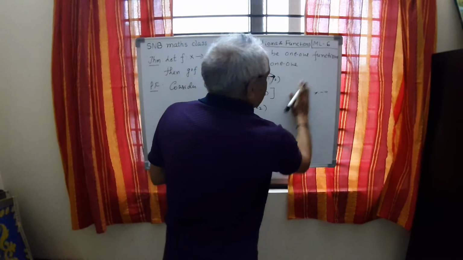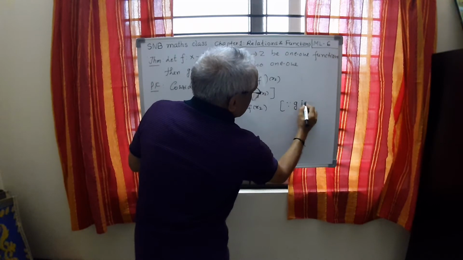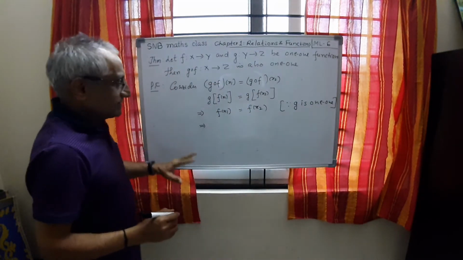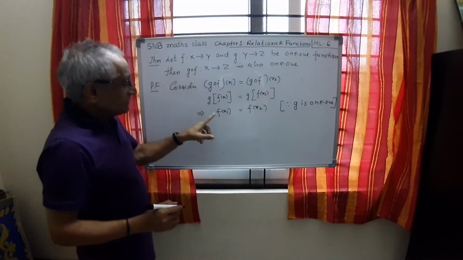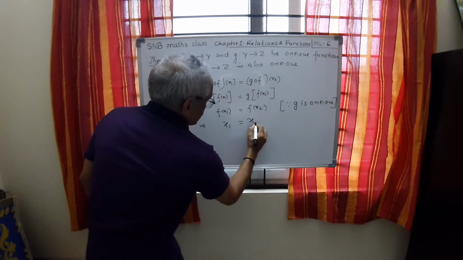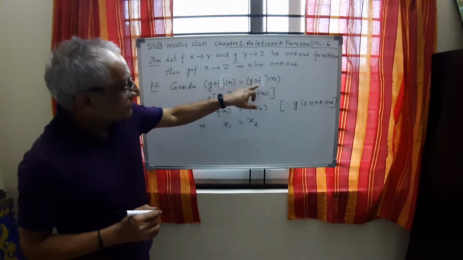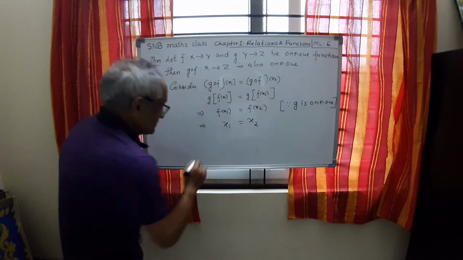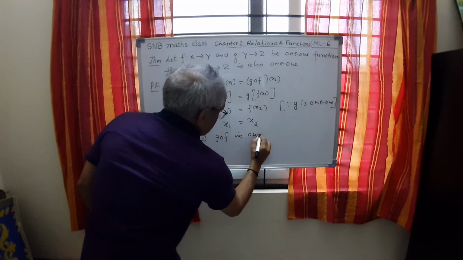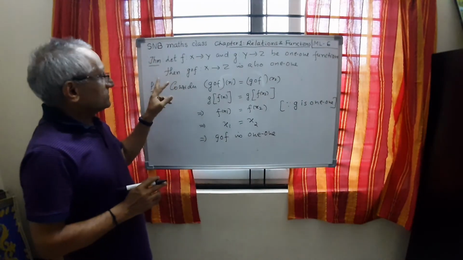So here the condition is because g is 1-1. Now by the same reasoning, f is also 1-1. Therefore f of x1 equal to f of x2 implies x1 equal to x2. So g of f of x1 equal to g of f of x2 implies x1 equal to x2, which means g of f is 1-1. So this is the proof for the first theorem.